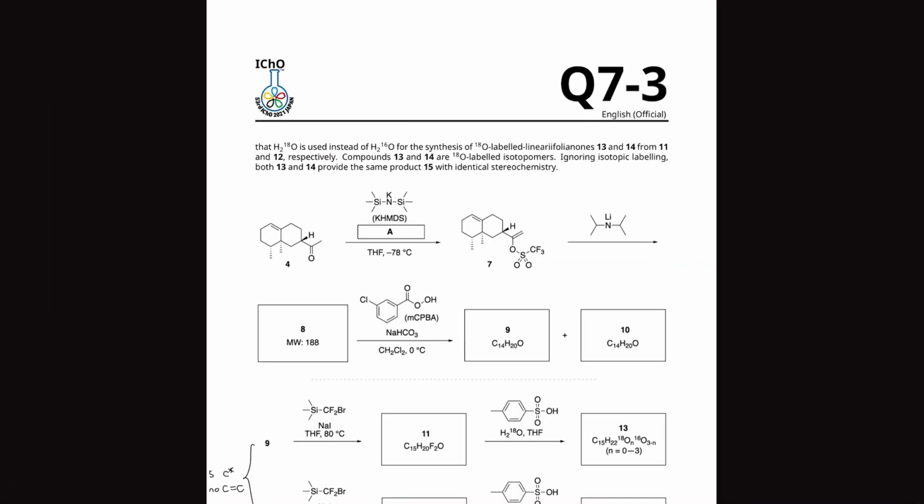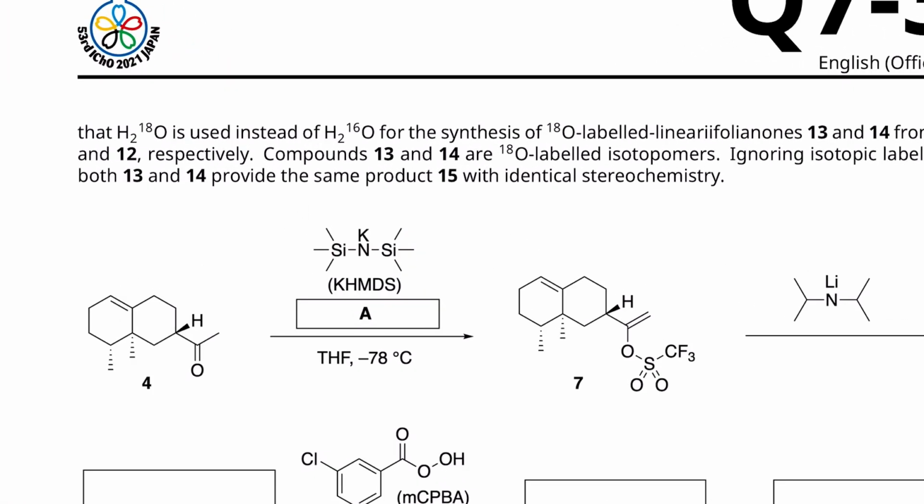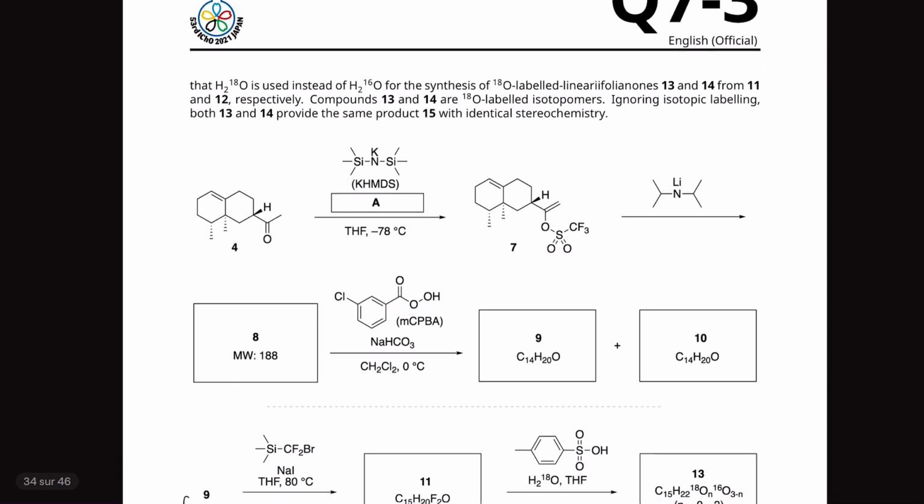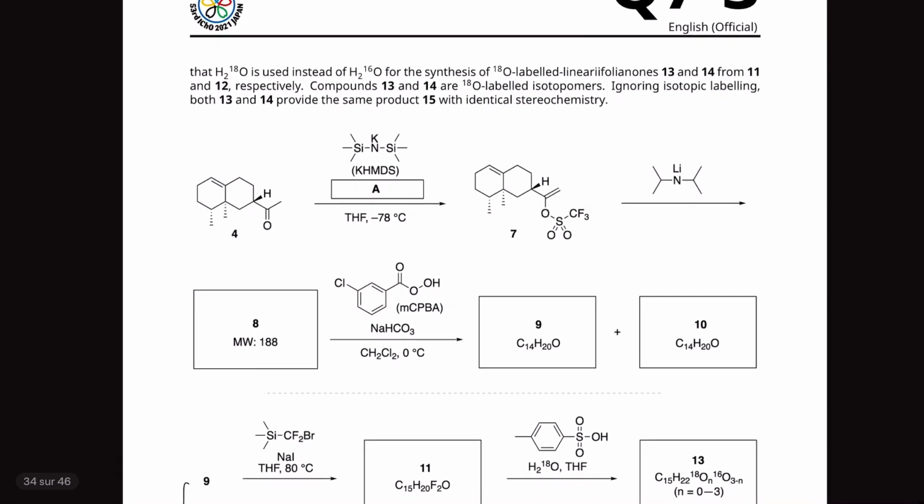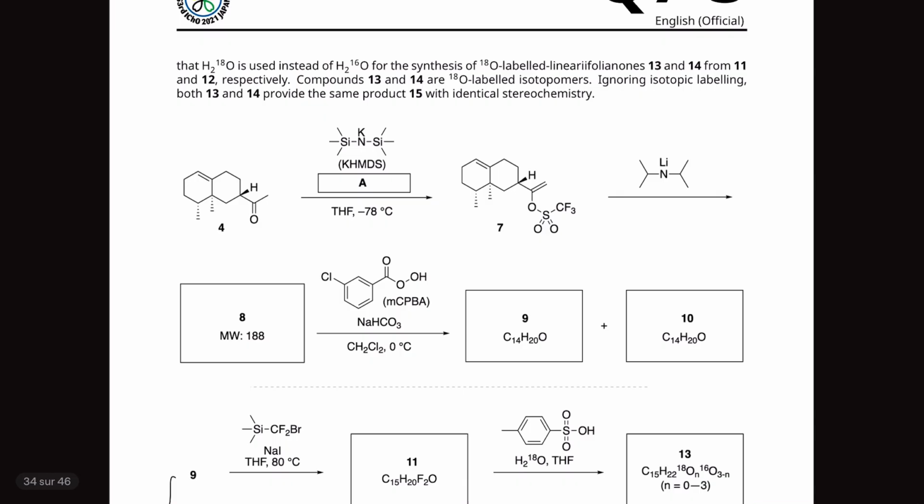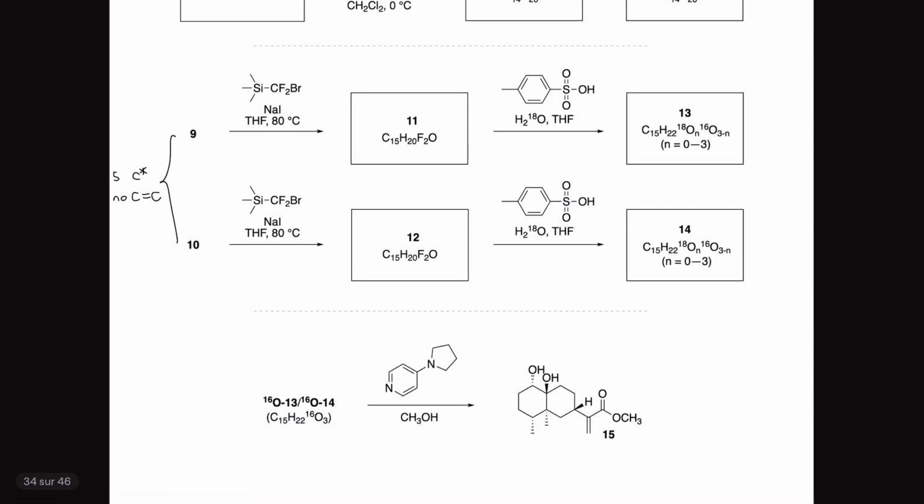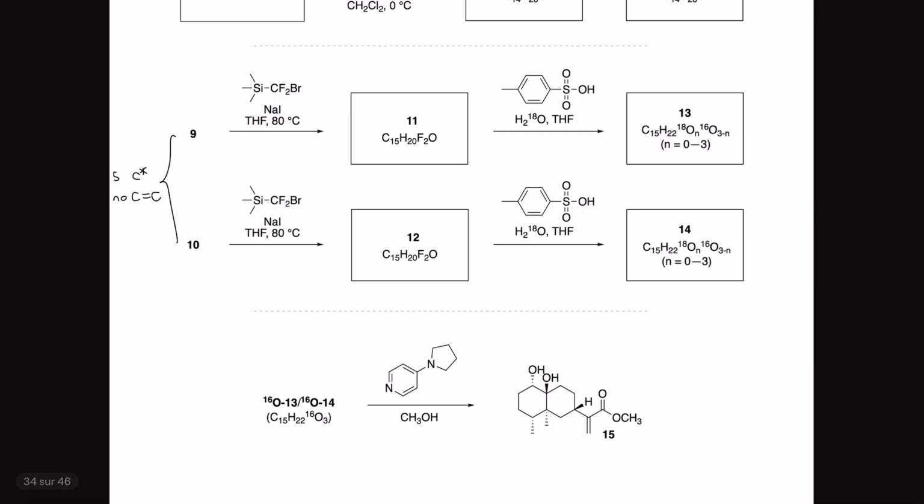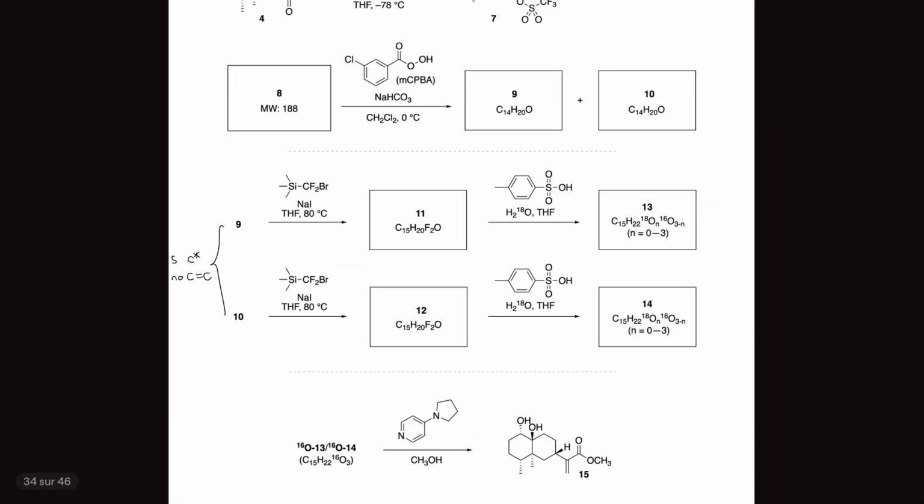Assume that heavy water, this water isotope, is being used instead of the normal water for 13 or 14 from 11. Compounds 13 or 14 are oxygen 18 labeled isotopomers, just a fancy way of saying isomers, but in an isotopic way. Ignoring isotopic labeling, 13 and 14 will give 15 with identical stereochemistry. Okay, great. So then we can also deduce that 13 and 14 must also have the same stereochemistry.